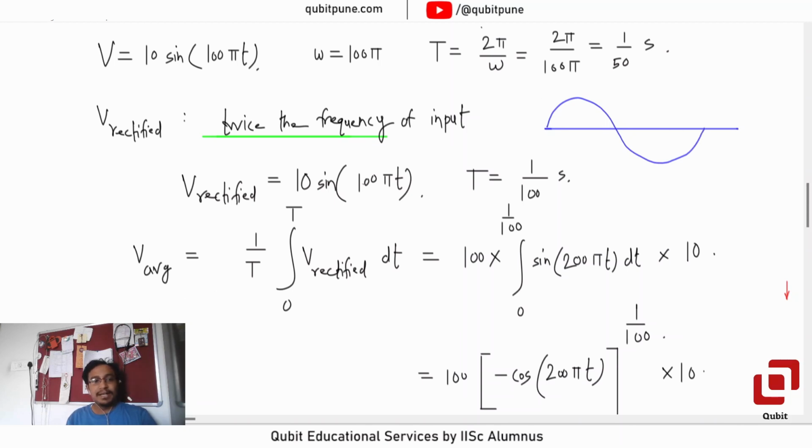So for V rectified, 10 into sine 100 pi t or 200 pi t, that could be negative. But you don't want it to be negative, you want its mod. So this will be flipped. So let's only consider this part. Okay, so that t was right, 1 upon 50.